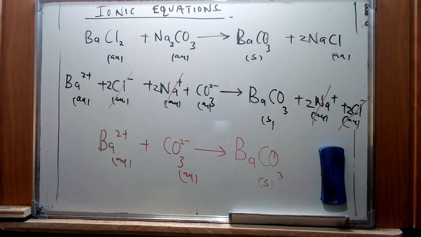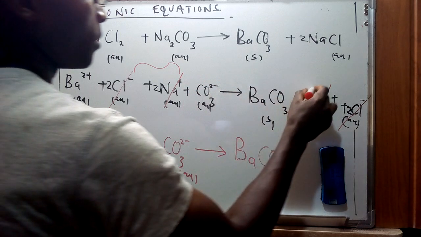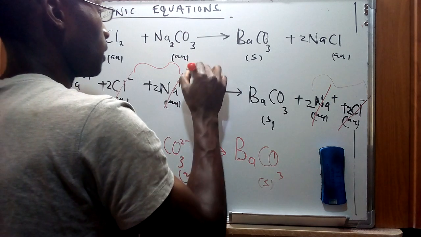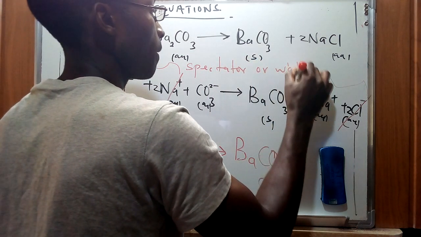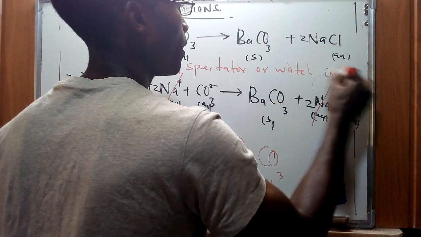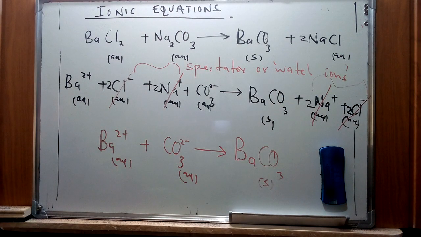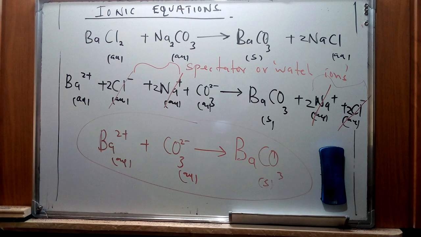Now in this case there is a specific term that we use to refer to this species of ions which have not taken part in the chemical reaction or in that ionic equation. We refer to them as spectator or watch ions. Watch in a sense that they just stay put without taking part in the chemical reaction. The equation that we have come up with from this specific representation is what we call an ionic equation.